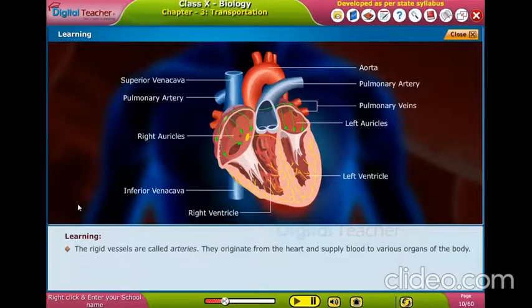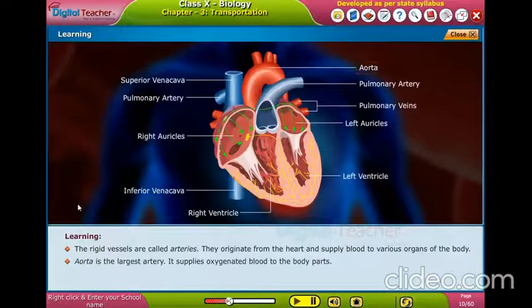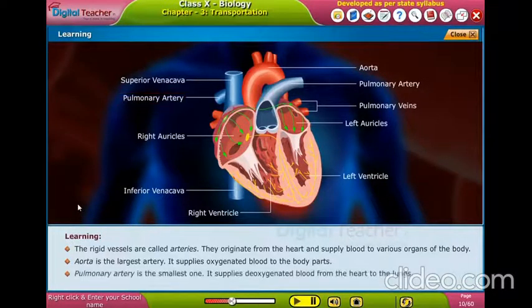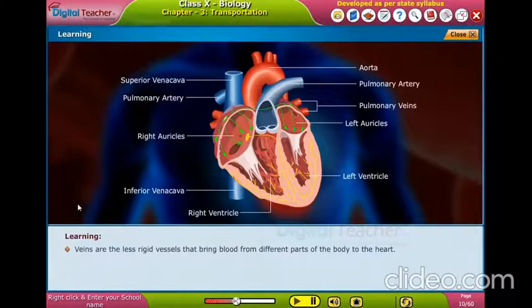The rigid vessels are called arteries. They originate from the heart and supply blood to various organs of the body. Aorta is the largest artery. It supplies oxygenated blood to the body parts. Pulmonary artery is the smallest one. It supplies deoxygenated blood from the heart to the lungs. Veins are the less rigid vessels that bring blood from different parts of the body to the heart.